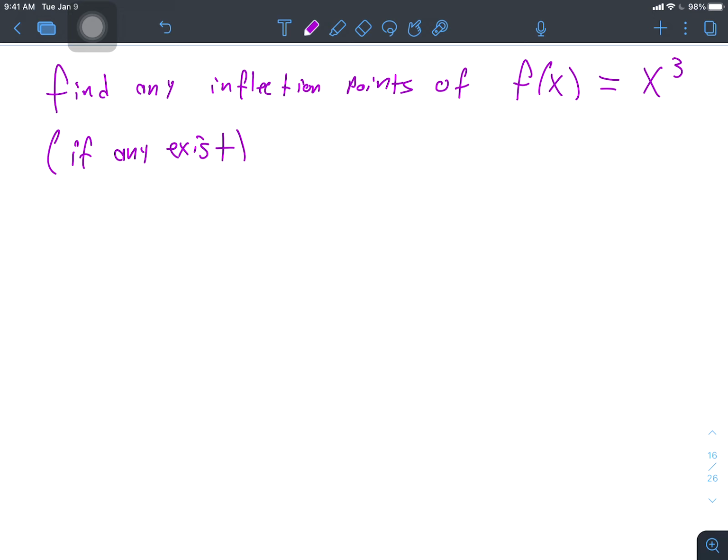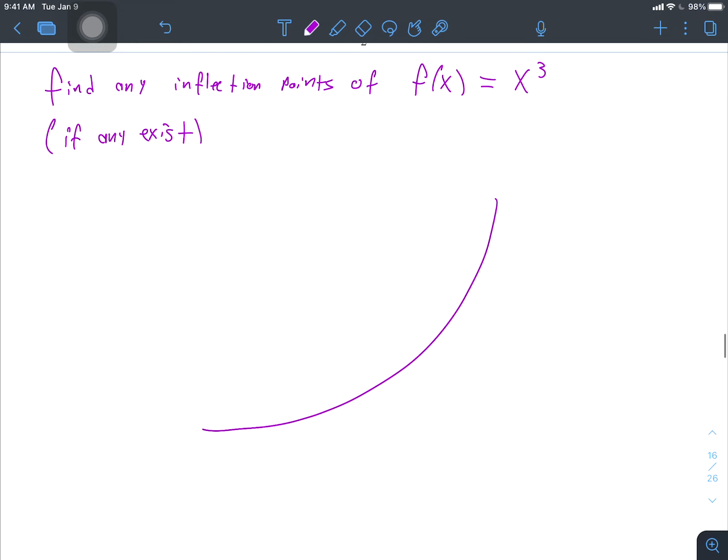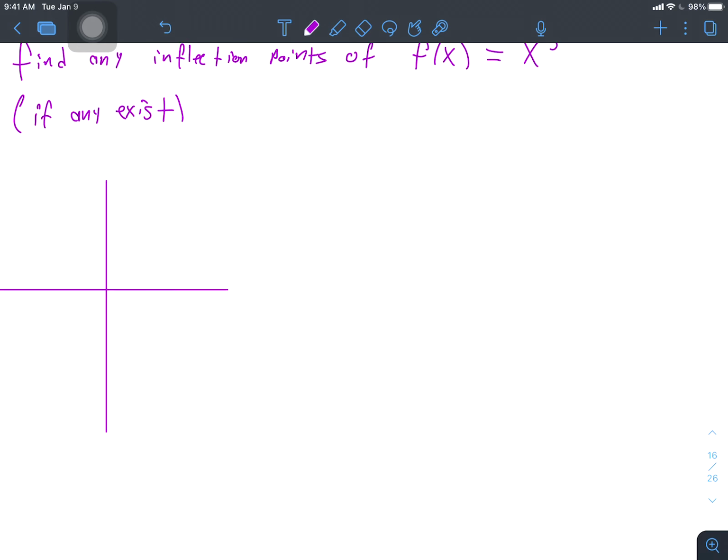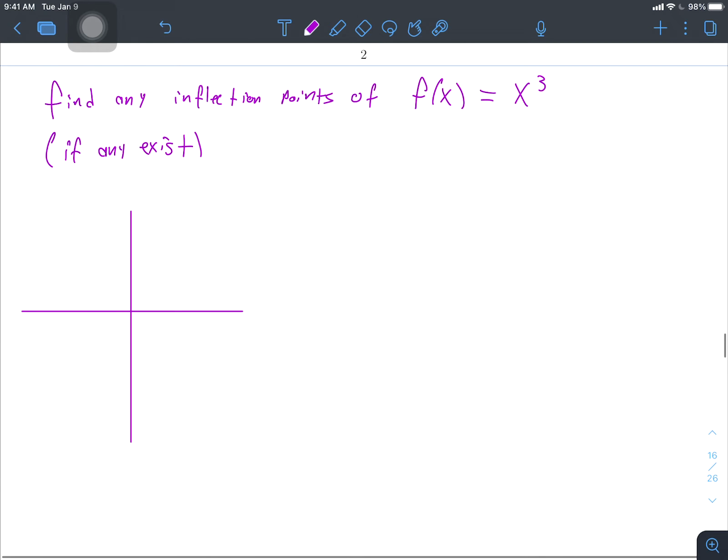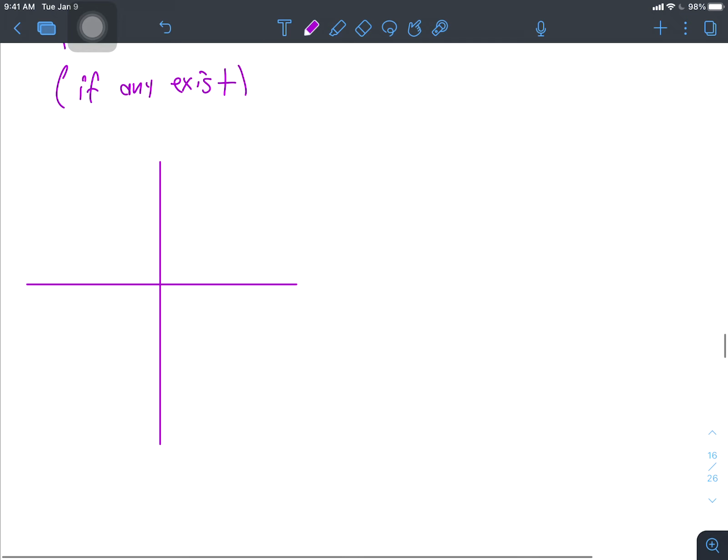A function that doesn't have any inflection points means that it's either entirely concave up for its entire life or it's entirely concave down for its entire life. Okay, but we know roughly from this graph of x cubed, which we have seen many times, I think we can be confident that there is going to be an inflection point.